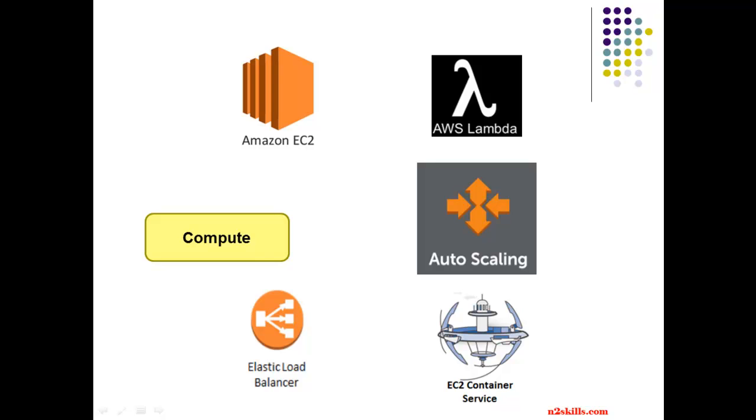You can also use AWS Lambda to create new backend services where compute resources are automatically triggered based on custom requests. The fifth component is EC2 Container Service. Amazon EC2 Container Service is a highly scalable, high-performance container management service that supports Docker containers and allows you to easily run applications on a managed cluster of Amazon EC2 instances.